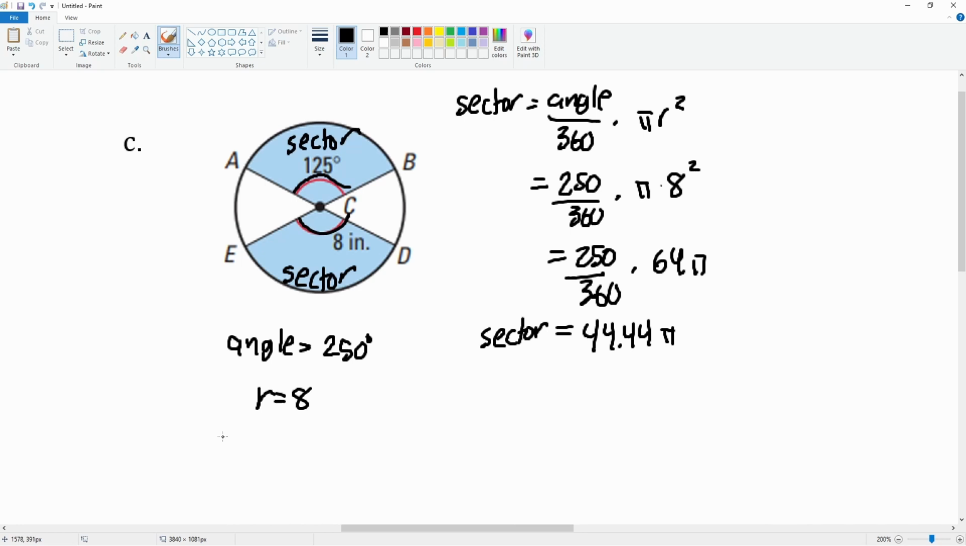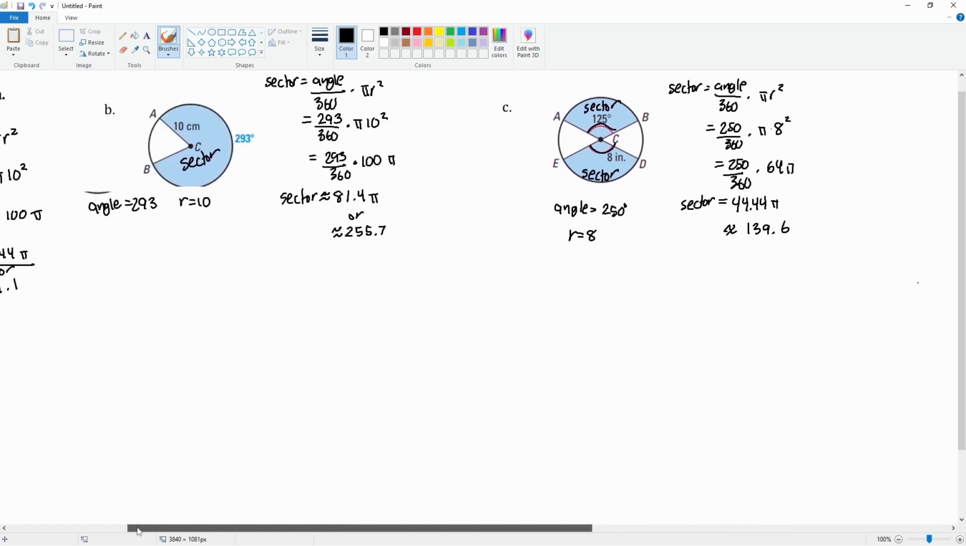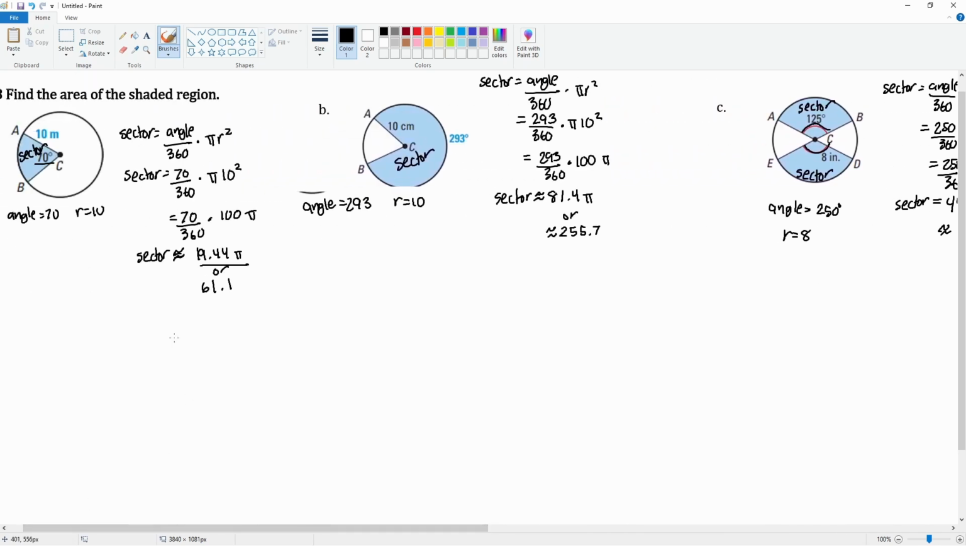If you actually plug it in, that is around probably 139.6. Okay, there you go. You can leave it either in terms of pi or evaluate it. I recommend just leaving it in terms of pi.